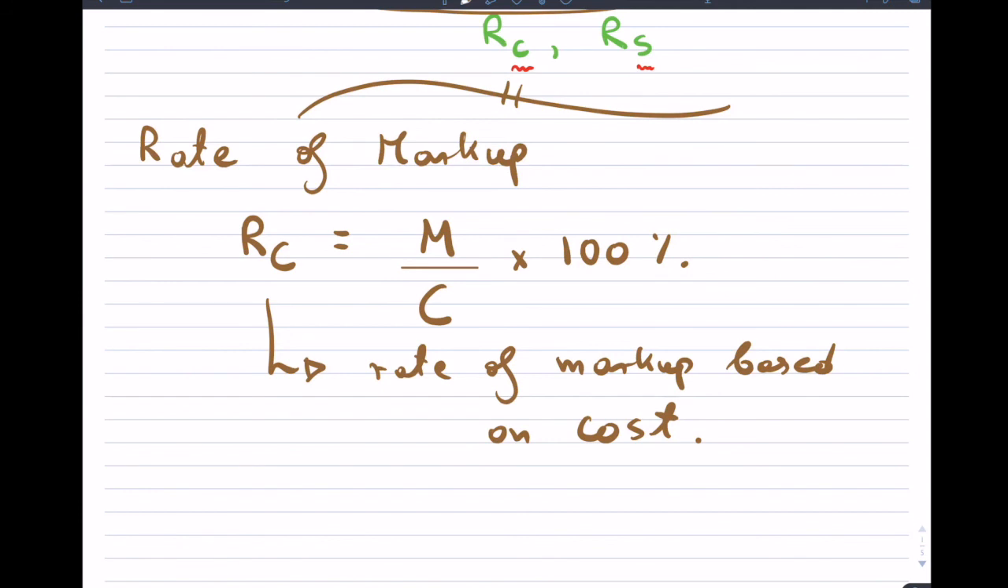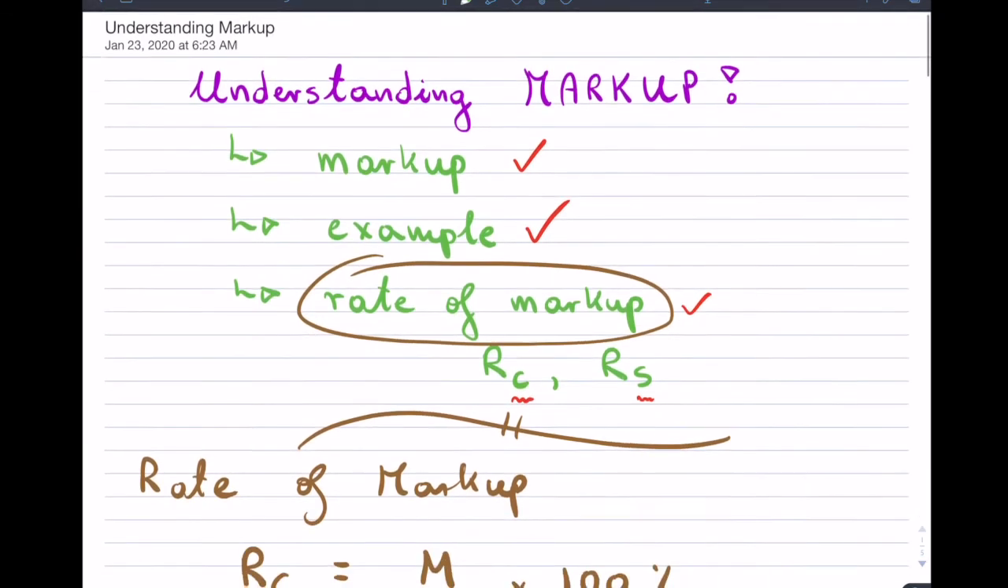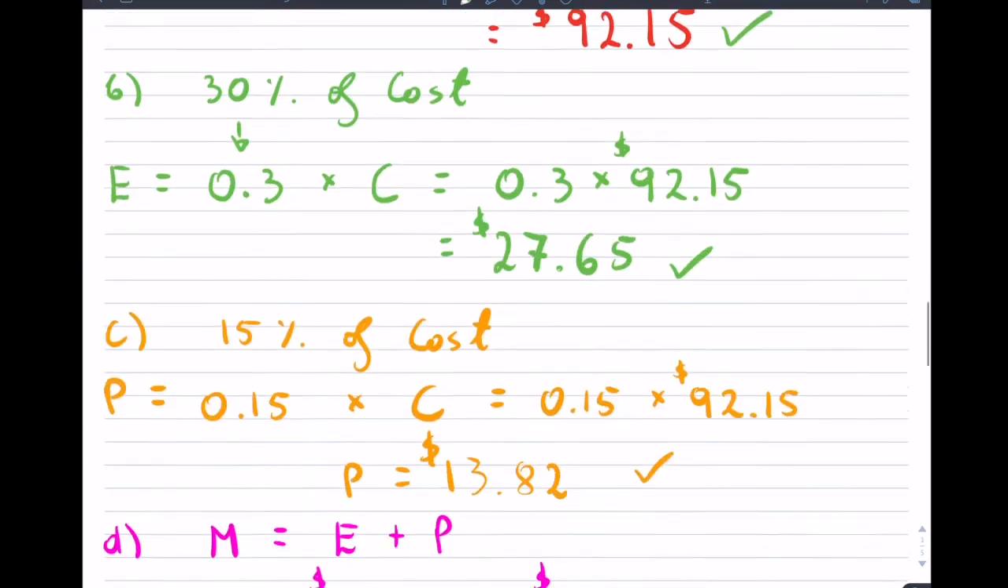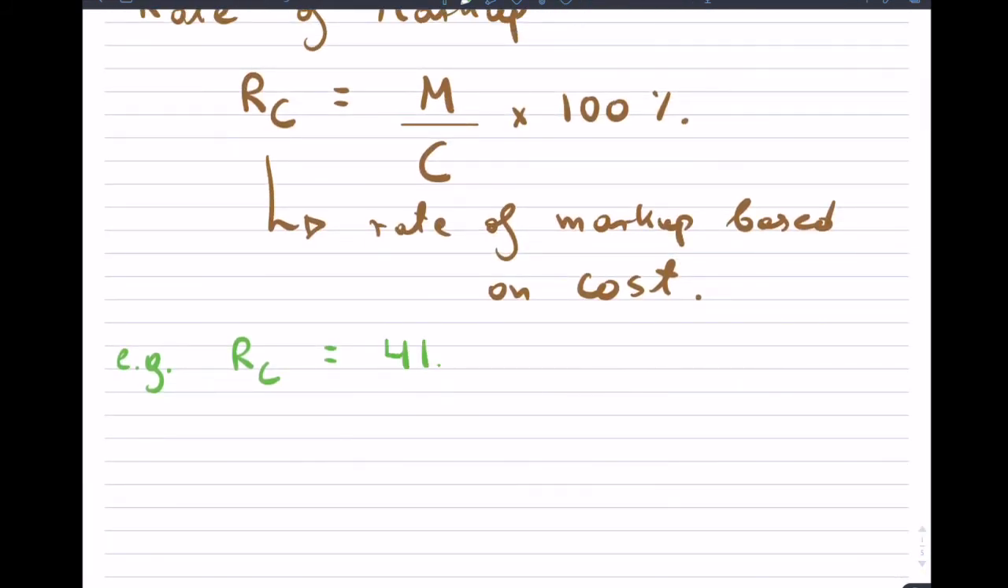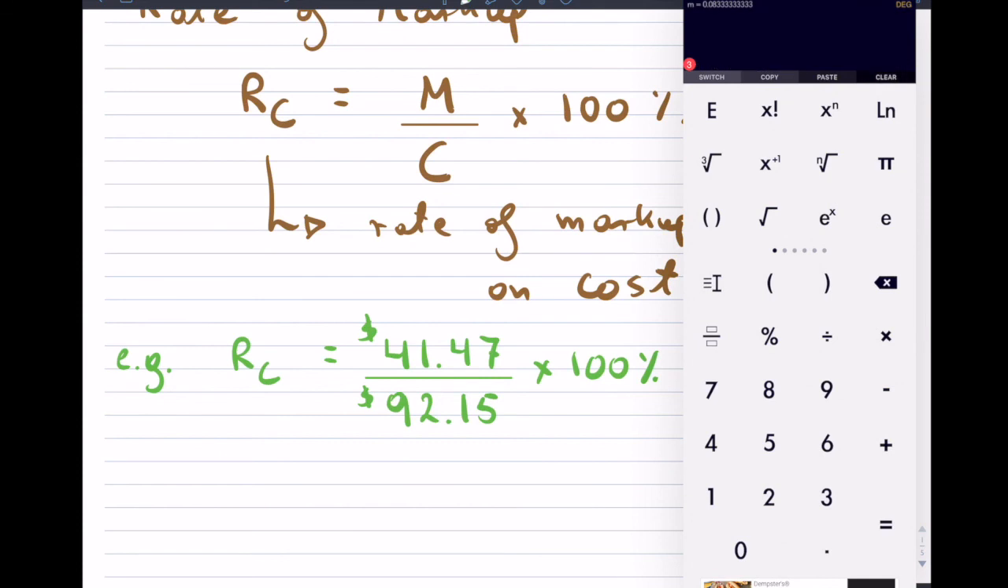And for our example, the one that we just did, I can calculate this. Our markup was 41.47, divided by our cost, which was 92.15. If we multiply this by 100%, we're going to get exactly what we want. So 41.47 divided by 92.15 equals, that's actually dead on 45%.